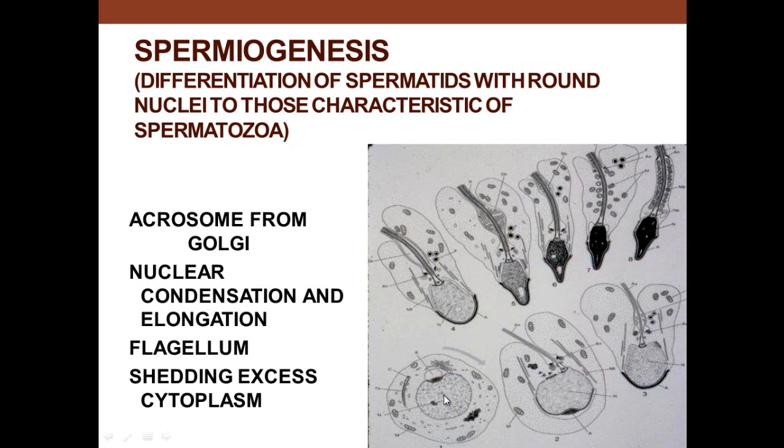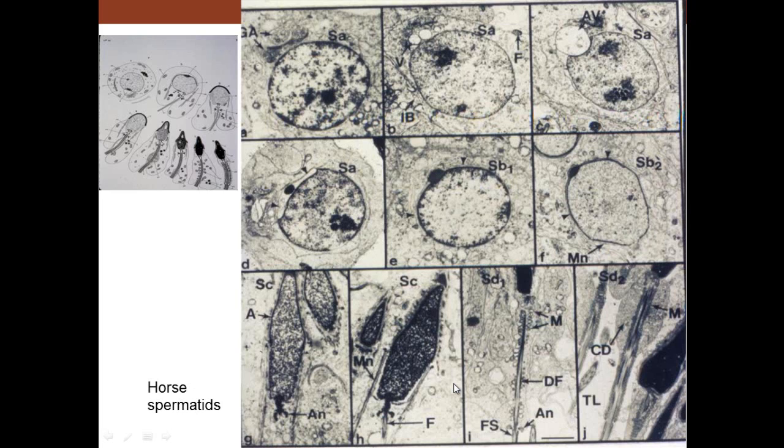Nucleus shape, nuclear condensation occurs. You get the tail formation. These are some of the changes, and we can see those in the horse. This is the nucleus of a spermatid. There's the Golgi apparatus forming little vesicles which then fuse together to press against the nucleus, and then it forms a cap. And here we can see the cap phase in through there, and the manchette starts to appear.